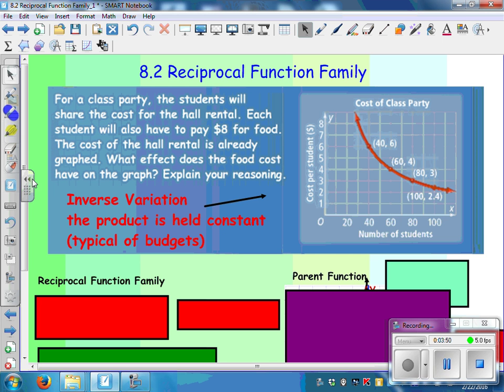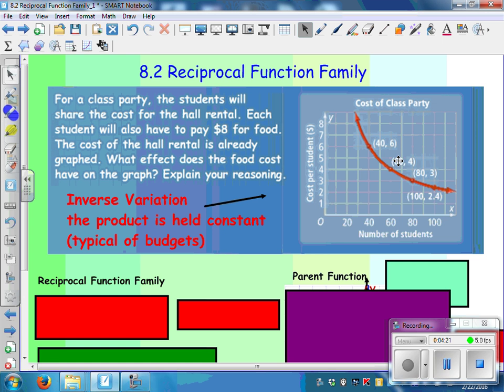Notes for today. 8.2, the reciprocal function family. You may remember that yesterday we discussed the fact that in an inverse function, the product of the x and y values are constant. For this particular problem, you have a class party. The students will share the cost for the hall rental. Each student will also have to pay $8 for food. The cost of the hall rental is already graphed. What effect does the food cost have on the graph, and explain your reasoning.